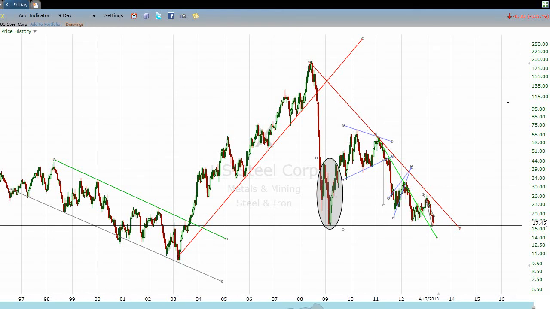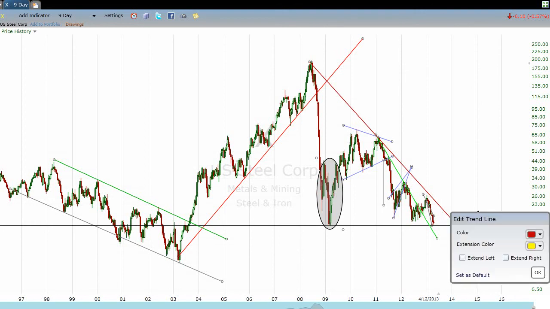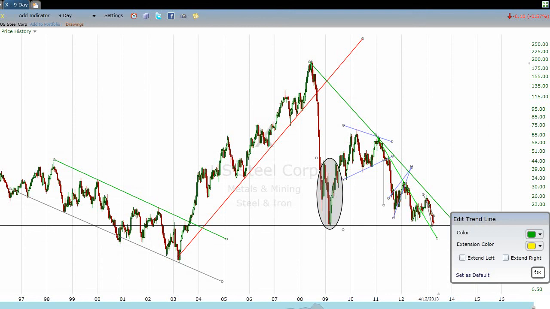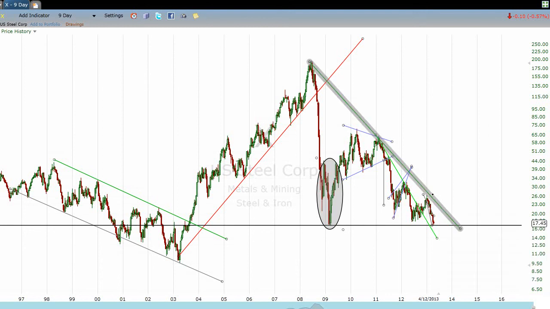So at this point, if U.S. Steel could get over this line right here, I'll make it a darker green, then I would wait for a back test of that line, and that might be a good place to buy some U.S. Steel.